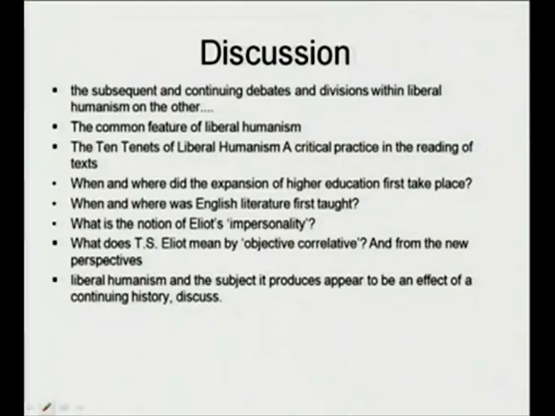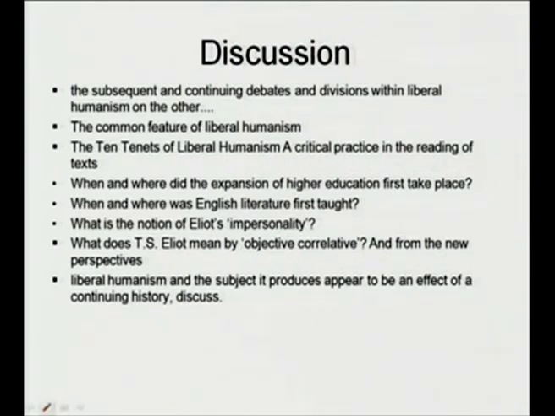So, the discussions will be as follows in this lecture. What are the subsequent and continuing debates and divisions within liberal humanism as a form of academics, as a form of criticism? The common features of liberal humanism, what are the tenets which are there in liberal humanism? The 10 tenets of liberal humanism. How do we practice the reading of text?